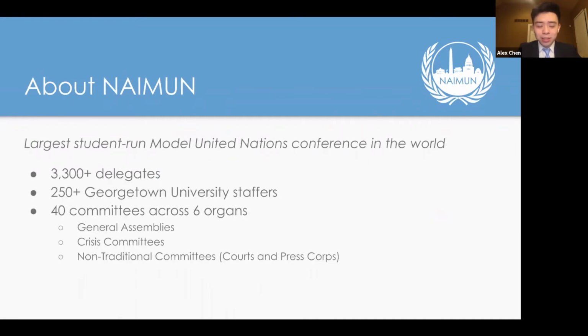Now, NAIMUN is the largest student-run Model United Nations conference in the world. What this means is we have over 3,300 delegates come to our conference every year. We have over 250 Georgetown University staffers help out and volunteer over the course of the weekend. And we have 40 committees across our six organs, including General Assembly style committees, crisis committees, and non-traditional committees.